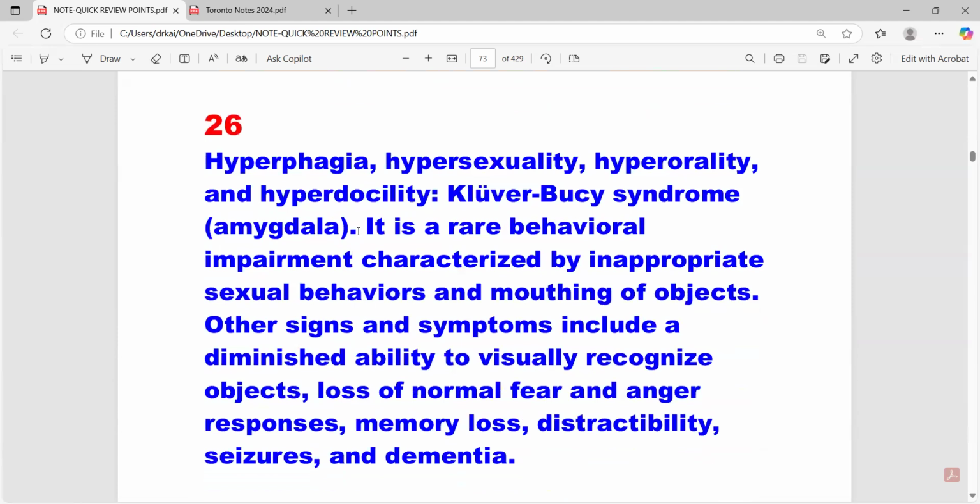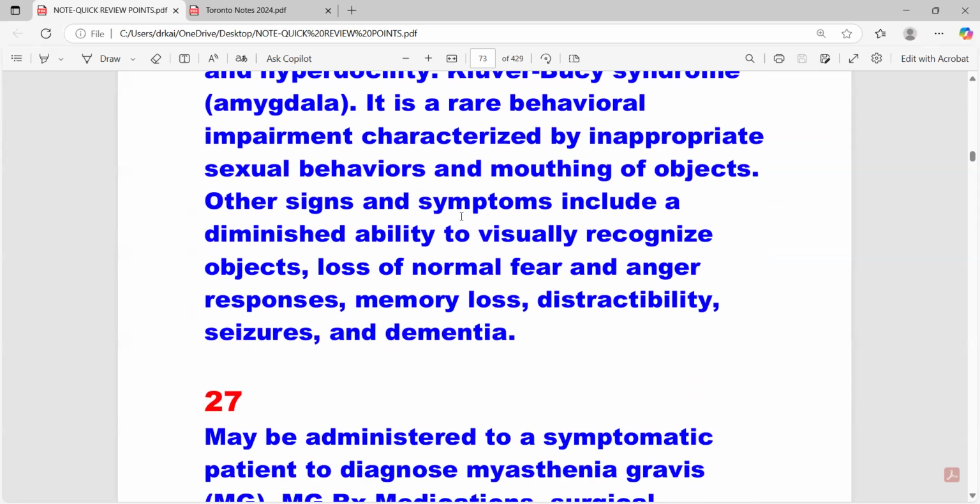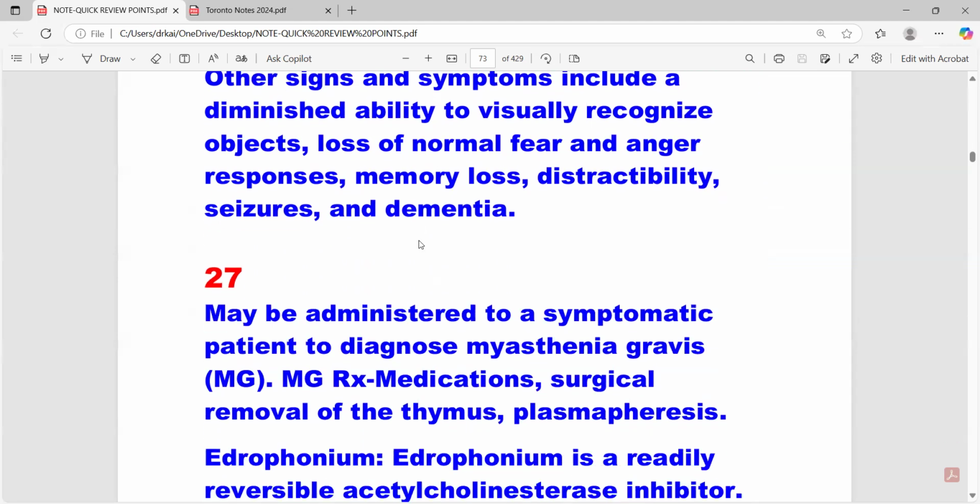Then this is something that you can read. It's hyperphagia, hypersexuality, hyperorality, and hyperdocility, which is basically Klüver-Bucy syndrome. Just for reading, that's it.